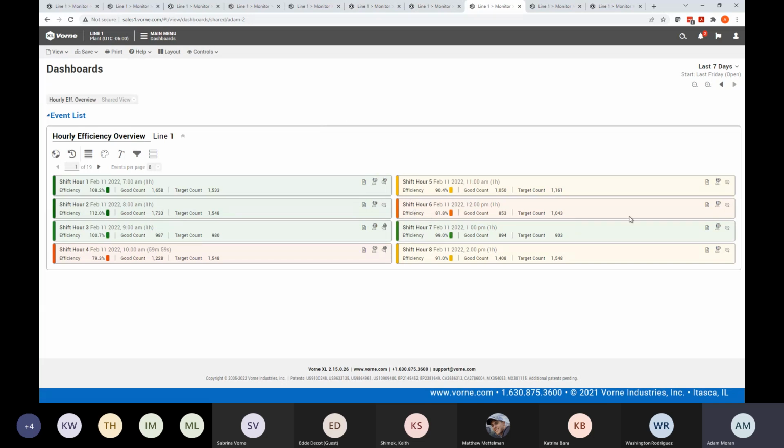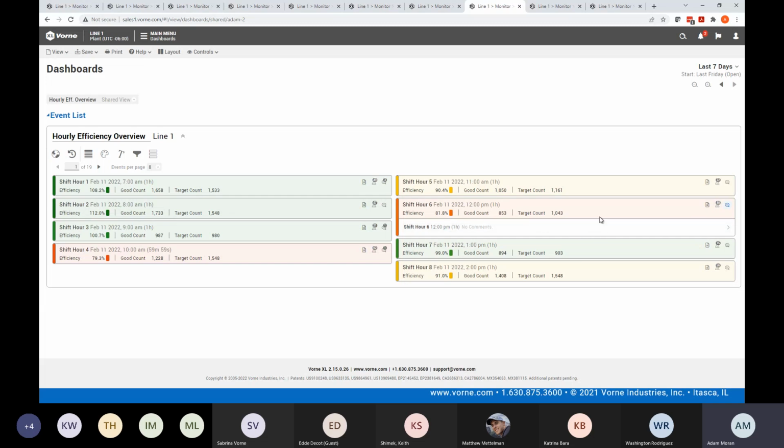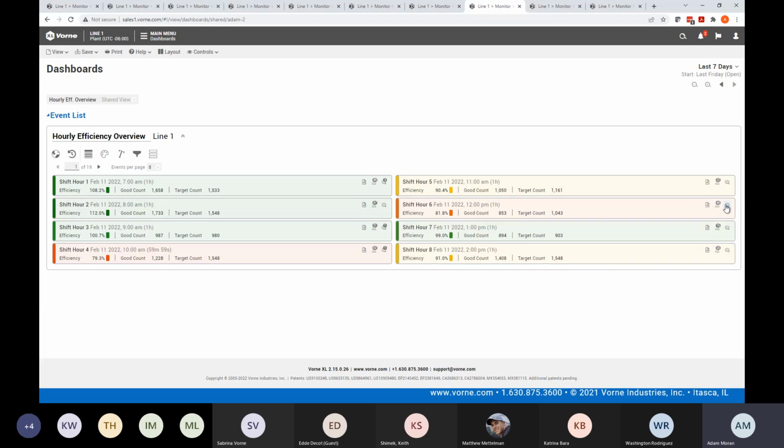So in this case, I'm going to be looking at shift hour 6. Because it's been highlighted in a version of red, I know that we've got some particular challenges there. I'm going to then go in a little bit more in depth and identify what are the underlying issues that are causing us from meeting our goals. So in this case, I'm looking at our metrics. Additionally, I'm going to look at any comments that are applicable to that information. So what that allows us to do is that allows us to be pre-armed with the information.